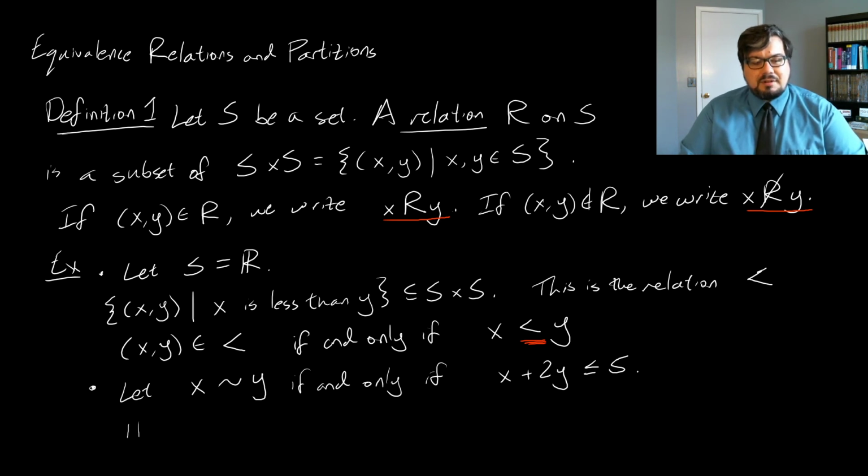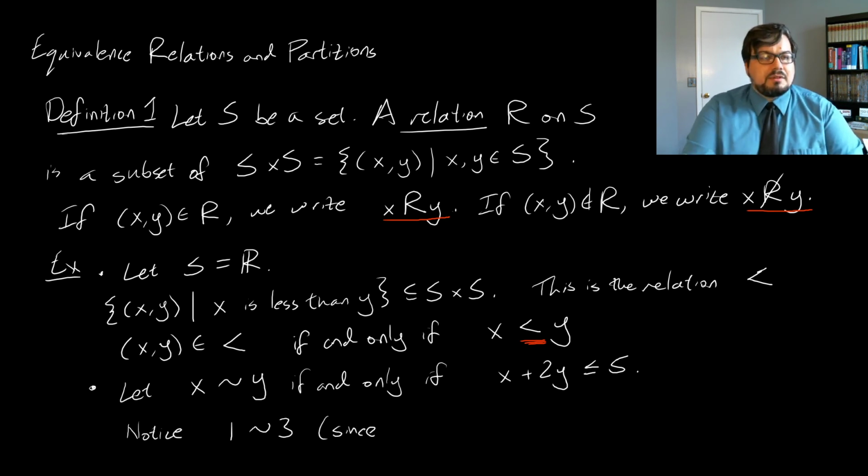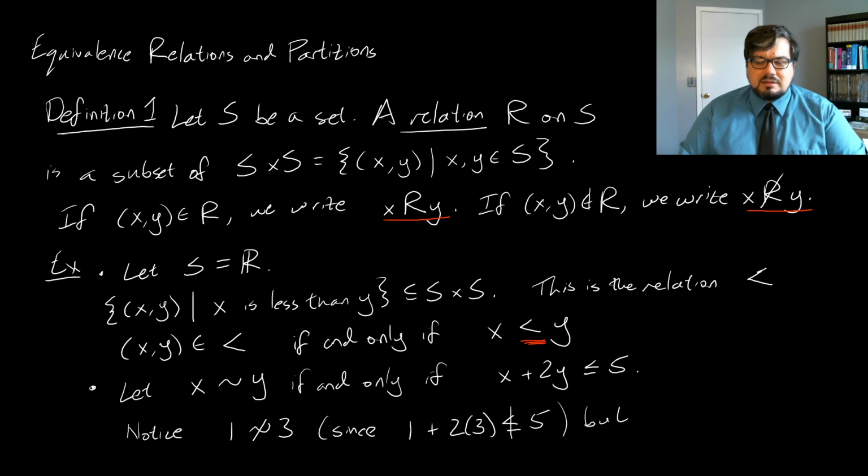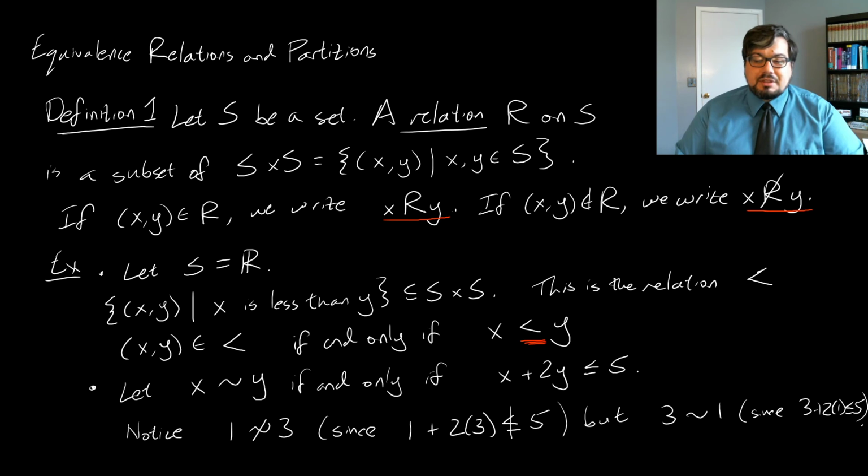So notice that 1 is not related to 3, since 1 plus 2 times 3 is not less than or equal to 5. But 3 is related to 1, since 3 plus 2 times 1 is less than or equal to 5. So we have that 1 is not related to 3, but 3 is related to 1, sort of like how 2 is less than 3, but 3 is not less than 2. So these two examples that we have here are not symmetric. They depend on the order that you write things down.